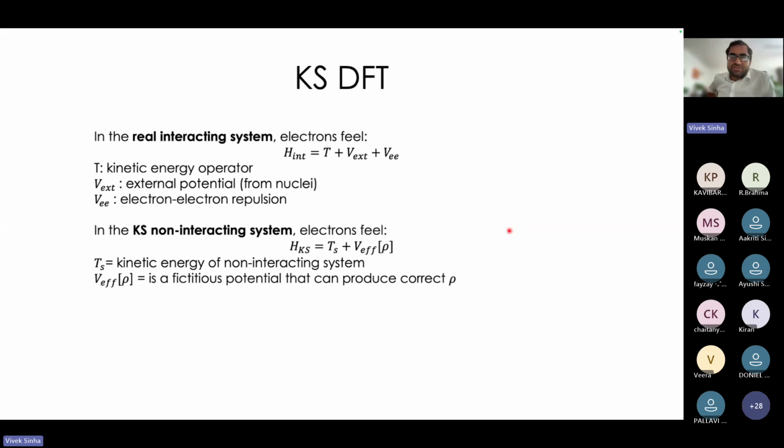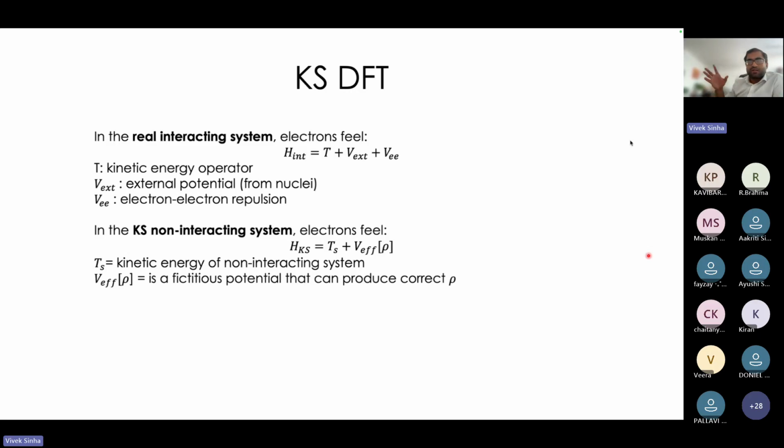So in the real interacting system, what do the electrons feel? There is the kinetic energy term, and the kinetic energy term is also affected by the correlation between the electrons, right? If the electrons are very close together, they will move very fast, or there will be high curvature of the wave function. So there will be high energy. Then there is the external potential that it feels from the nuclei, the attraction. And then there is the electron-electron repulsion. So these terms are sort of intertwined in each other. You can write the whole interacting system this way.